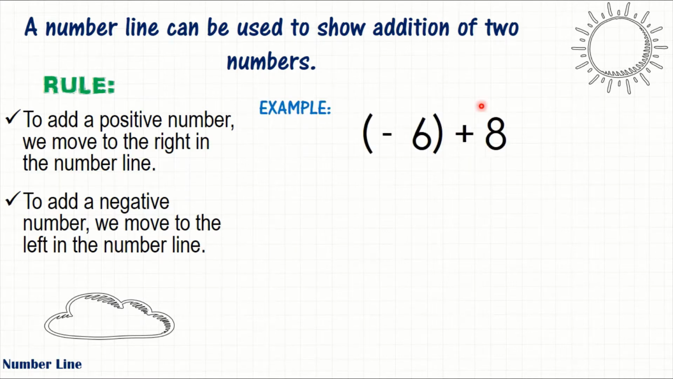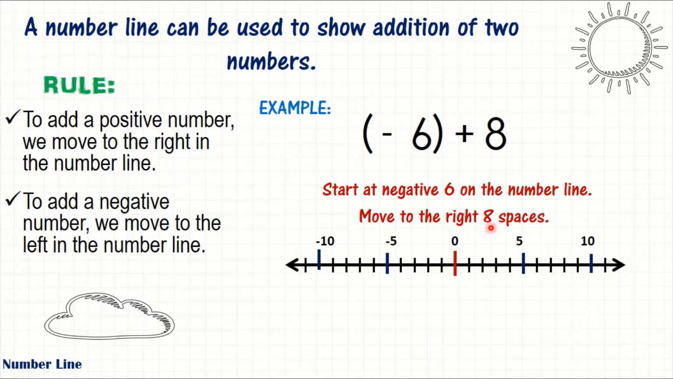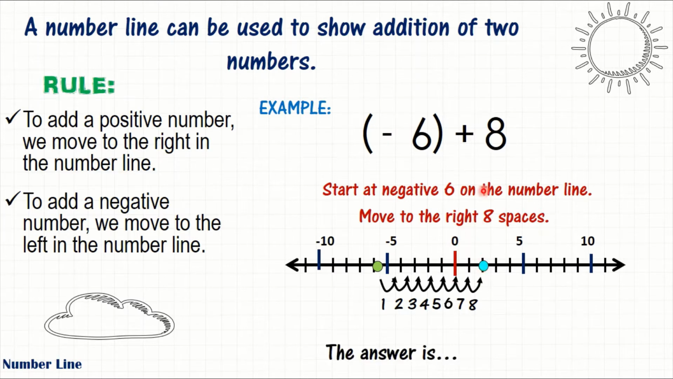Negative 6 plus 8. We are going to add 8 to negative 6. So first, start at negative 6 on the number line. Next, we have to move to the right 8 spaces. So in our number line, we are going to start at negative 6. Here's the point of negative 6 and then move 8 spaces to the right. So we have to count 1, 2, 3, 4, 5, 6, 7, 8. And then the last point landed is positive 2. So therefore, negative 6 plus 8 is equal to positive 2.